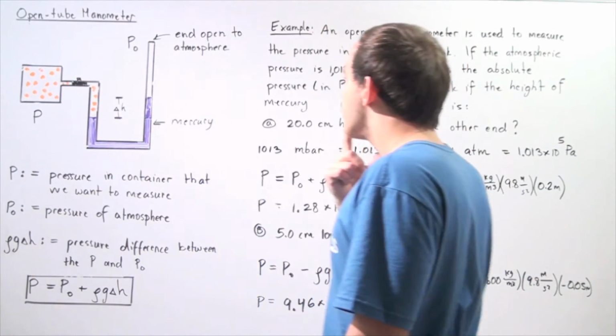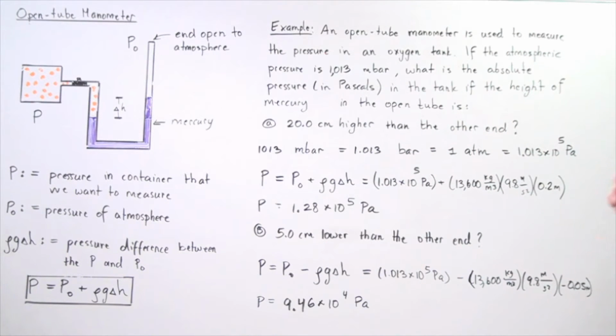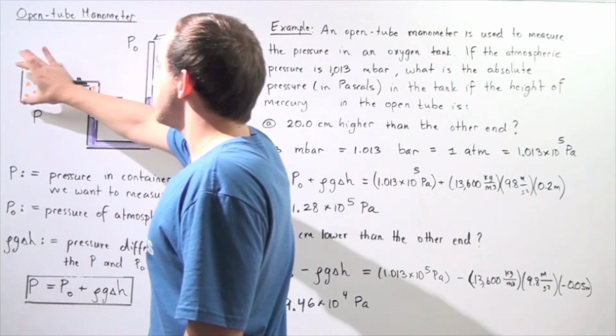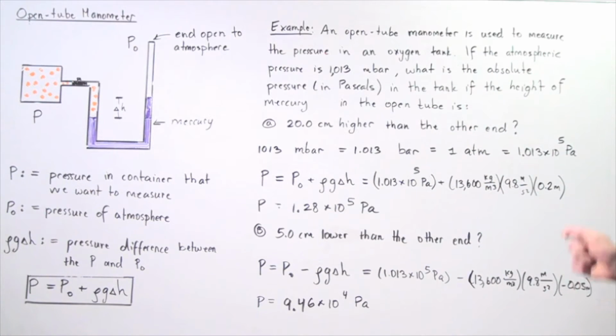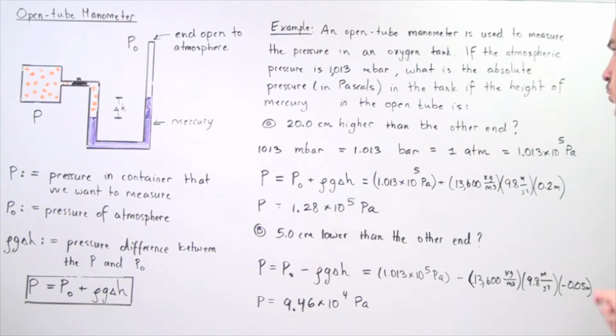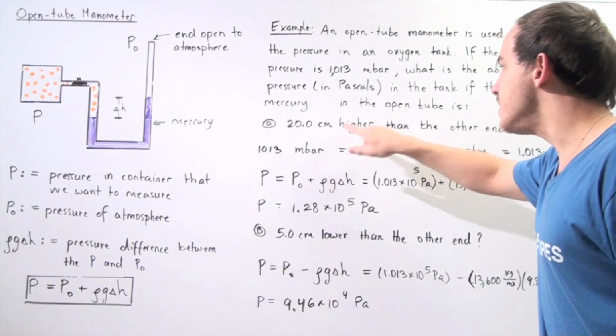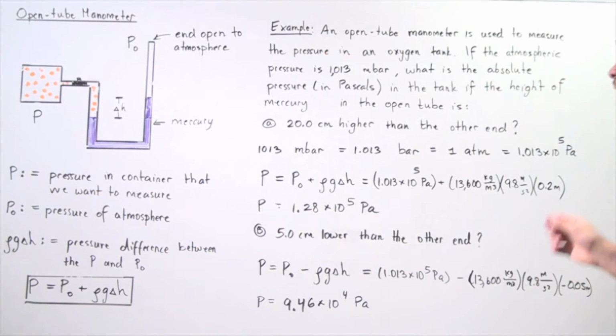So let's look at the following example in which we're going to utilize the open tube manometer to calculate the pressure inside the container. So, an open tube manometer is used to measure the pressure in an oxygen tank. So let's suppose this is now our oxygen tank. If the atmospheric pressure is 1013 millibars, what is the absolute pressure in pascals inside the oxygen tank if the height of the mercury in the open tube is A, 20 centimeters higher than the other end, and B, 5 centimeters lower than the other end?